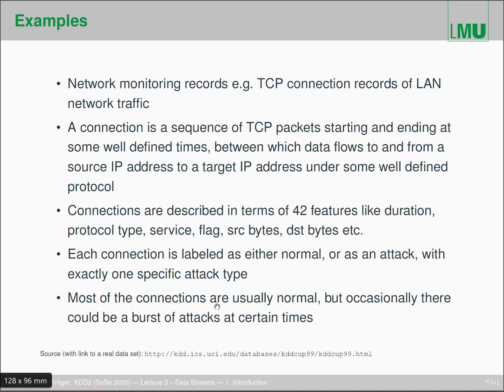Most of the connections are usually normal, but occasionally there are bursts of attacks at certain times, and you want to classify all those connections. So that is a typical outlier detection or classification problem, and those attacks, you may imagine, change over time. The normal ones probably stay the same most of the time, but still they may change. The characteristics of the attacks will typically change over time, because the hackers get more creative, and so on and so on.